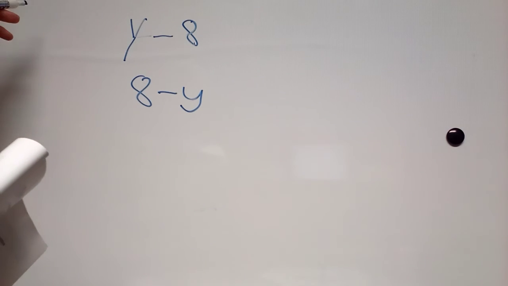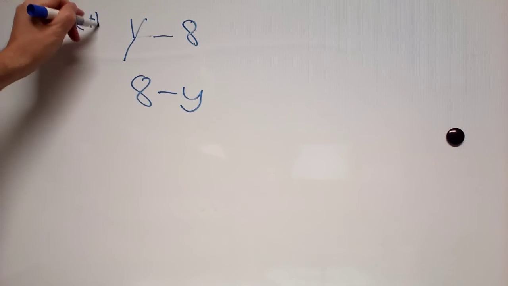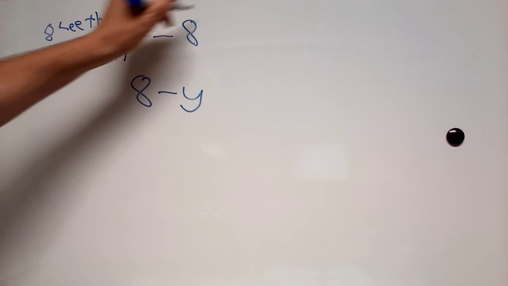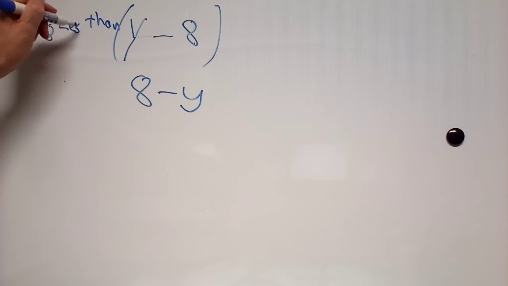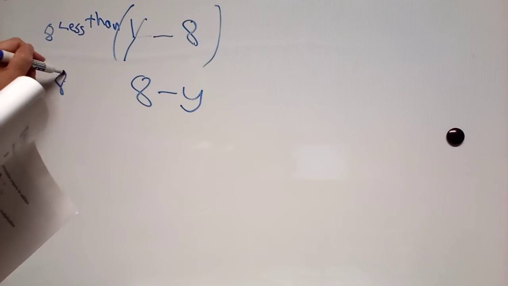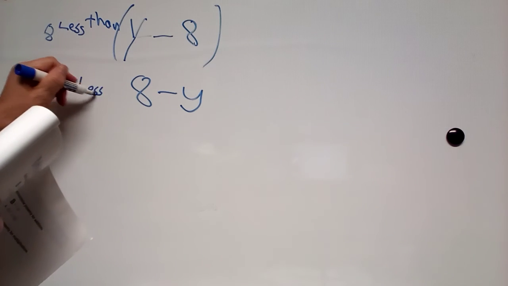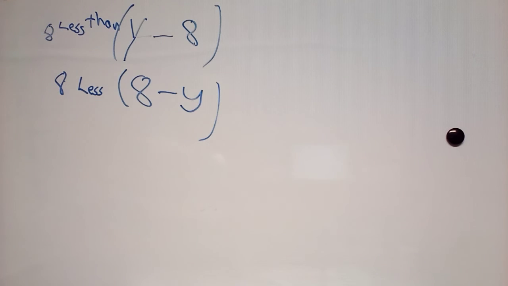So this is 8 less than a number. This is 8 less a number. This is 8 less than, this is 8 less. So you see the difference and how just a tiny difference in the phrase makes a difference in your answer there. So let's do a few more of these.